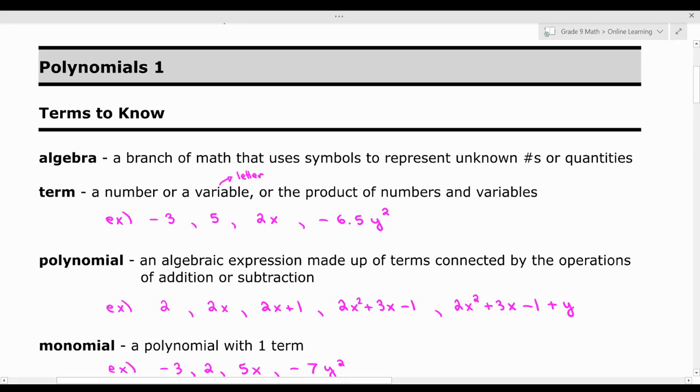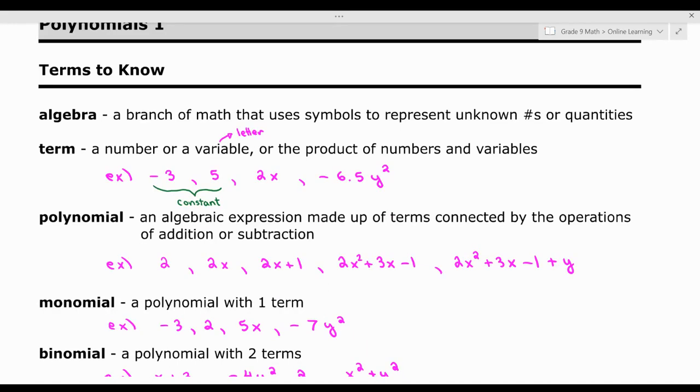Also good to know the special name: if you were to have a -3 or a 5, if it's part of an expression, this part's going to be called the constant. And then, for example, you could have a term made up of a numerical value and a letter. So the number 2, variable x. You can have decimals, you can have negatives, and you can also have exponents.